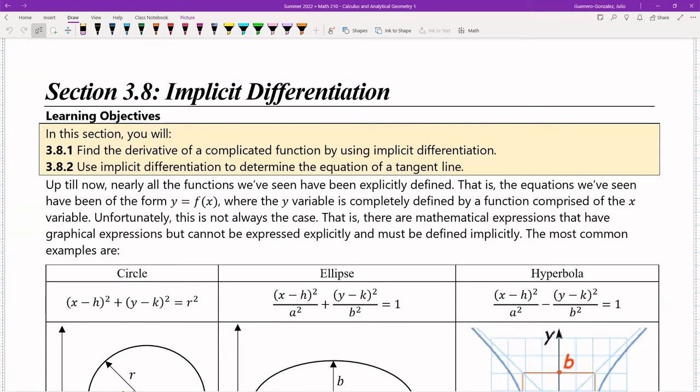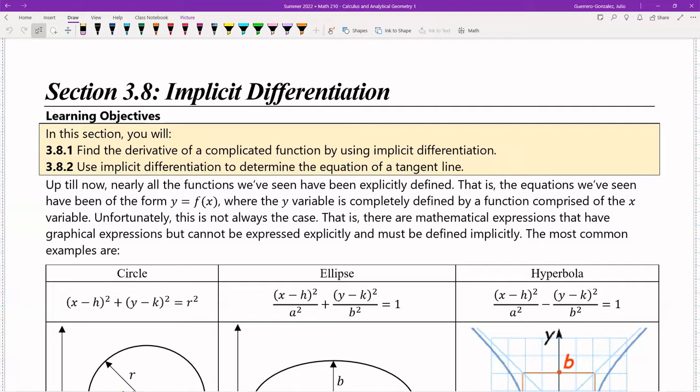Hello, everyone. This is the lecture for section 3.8, implicit differentiation. This is one of the harder sections for chapter 3 and in Calc 1 just in general. We are going to, first of all, find out what it means to have an implicit function, and then how to proceed to do the derivative for these implicit functions. And we're going to be using all the stuff from chapter 3 that we've learned up to now.